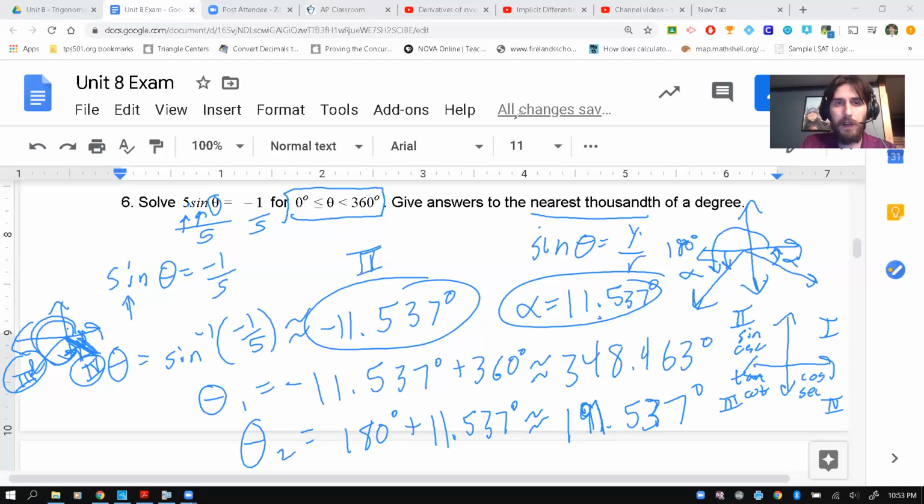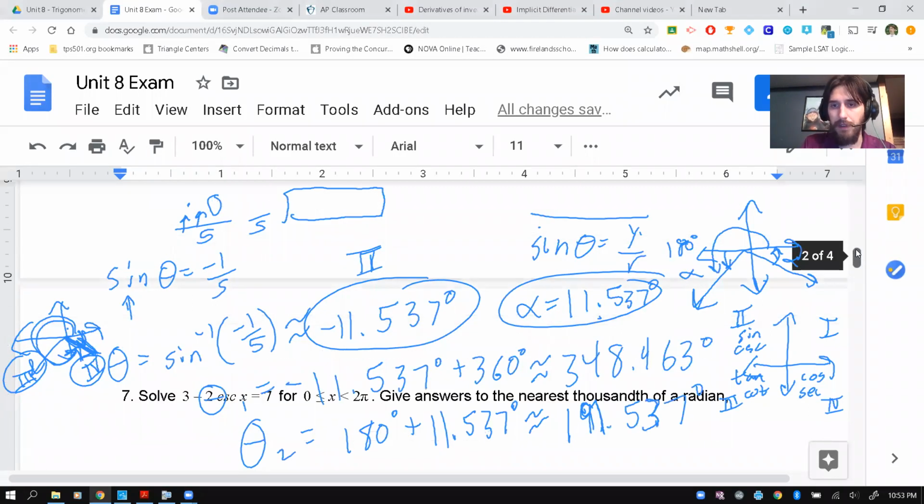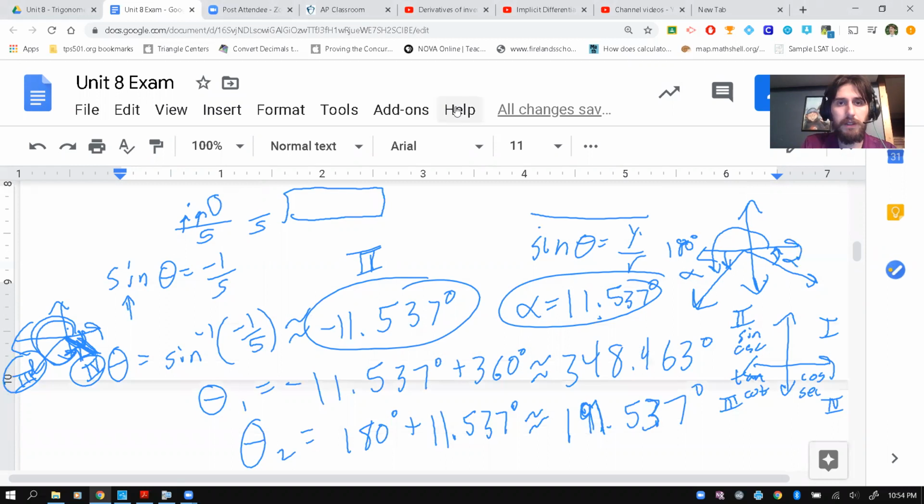If you want to find your reference angles to find those other answers, oh, hold on, let me just erase some of this stuff over here.